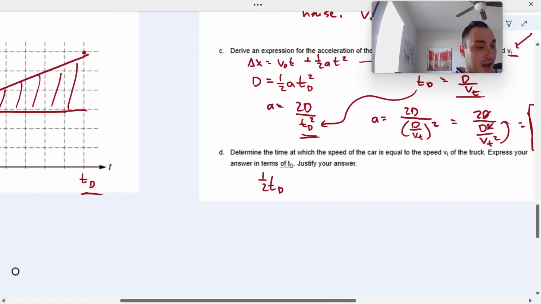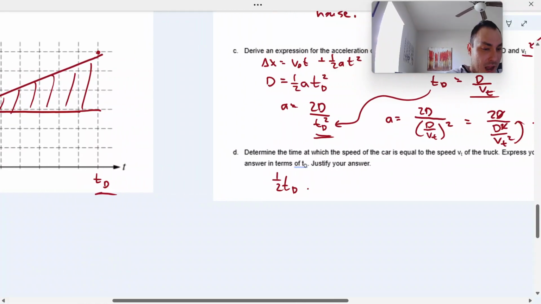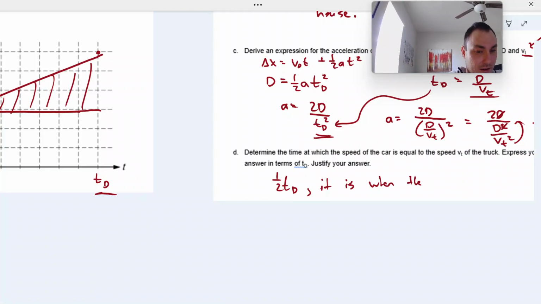And justify your answer. I'm just going to reference my graph again. It is when the two lines intersect. And that's honestly good enough for this one.